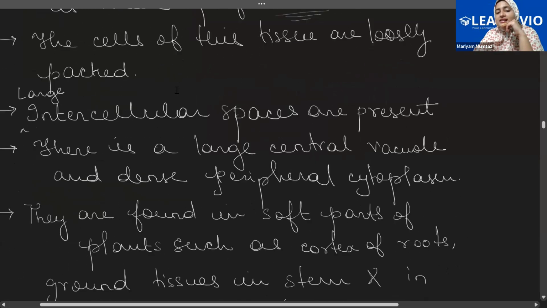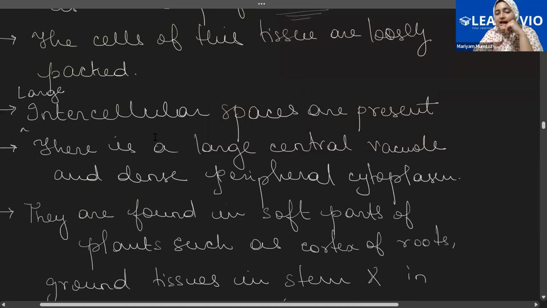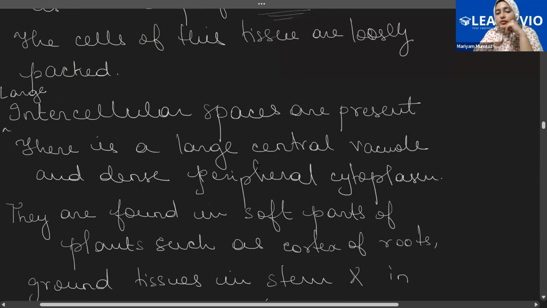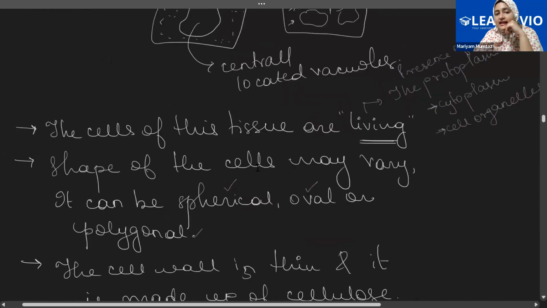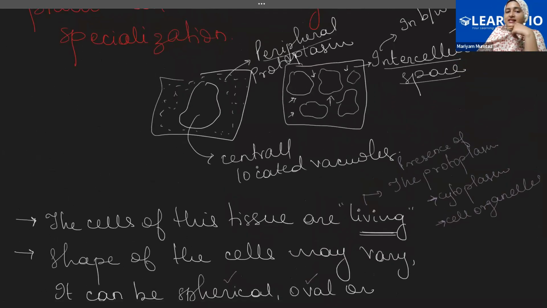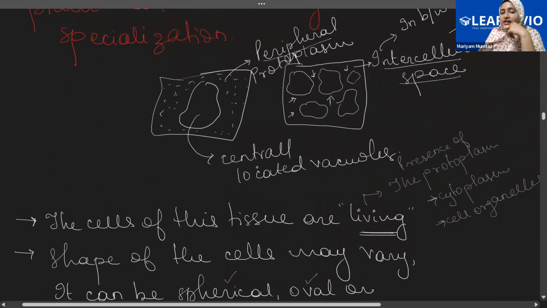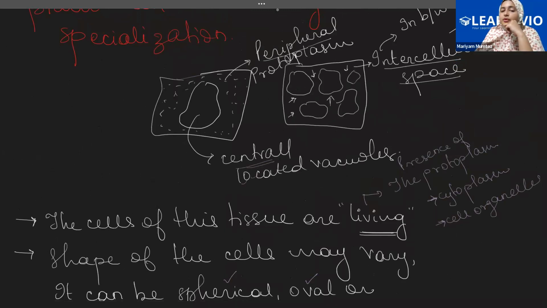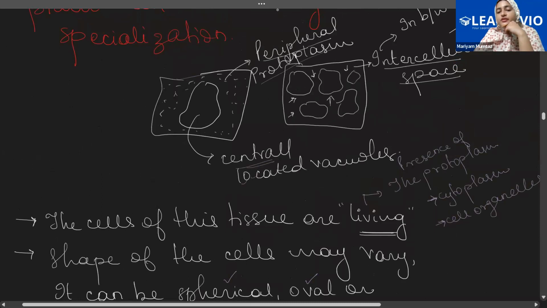Now there is a large central vacuole and a dense peripheral cytoplasm. Inside the cell, there is a large central vacuole. Central means it is placed in the center. So the centrally located vacuole is present right in the middle. And surrounding it is the peripheral protoplasm or the peripheral cytoplasm.